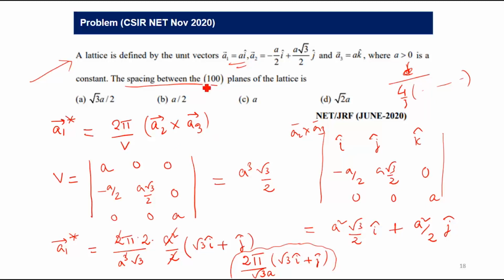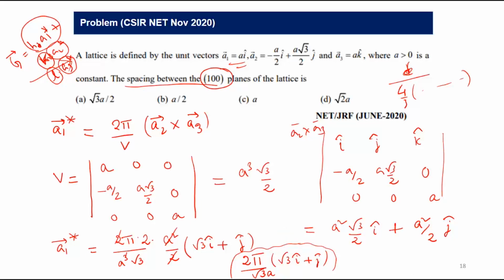Why you don't need to calculate A2 star and A3 star, and can save your time, is because this is the Miller indices given. Your reciprocal lattice vector G looks like H A1 star plus K A2 star plus L A3 star. Since your K and L values are 0, this will automatically become 0. The only thing that is important to you is this. Are you able to see this? Yes, sir, because it is given: 1 0 0. So only this quantity is enough.